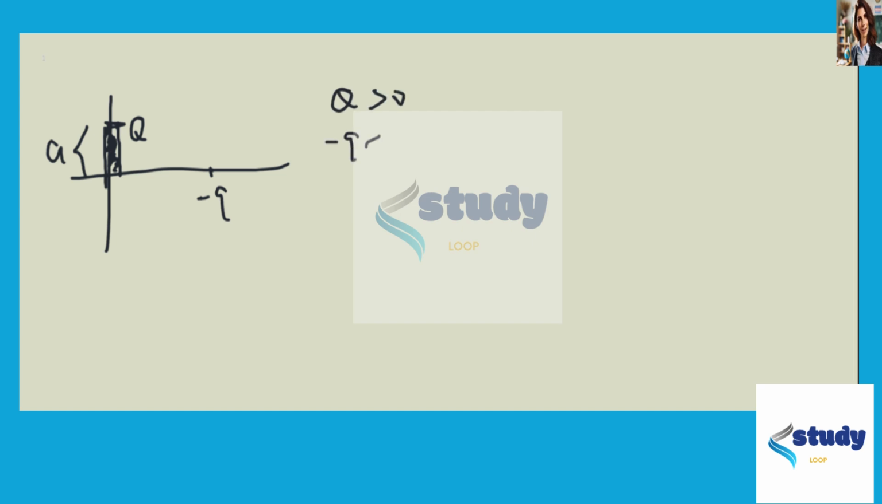All right. So in this problem, we have the setup. We have a charged bar over here with length A and total charge Q. And we have a point charge negative Q over here. So Q is positive and negative Q is negative.